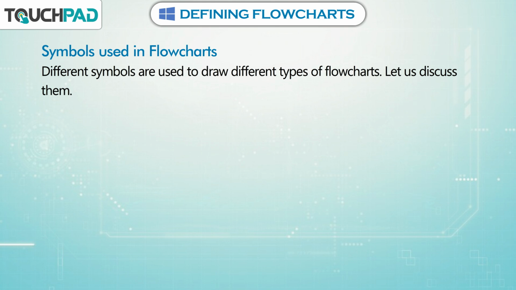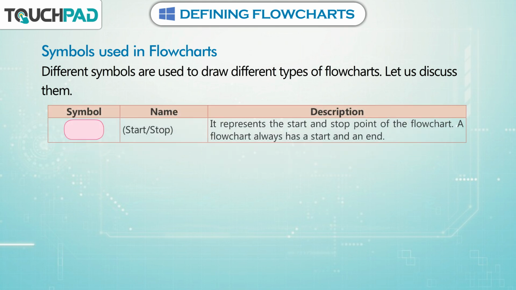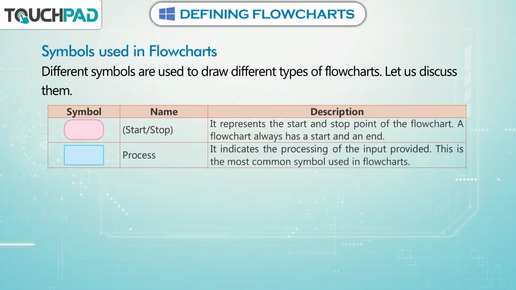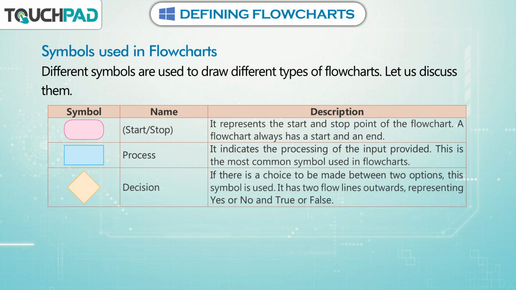Let us discuss them. Start or stop. It represents the start and stop point of the flowchart. A flowchart always has a start and an end. Process. It indicates the processing of the input provided. This is the most commonly used symbol in flowcharts.